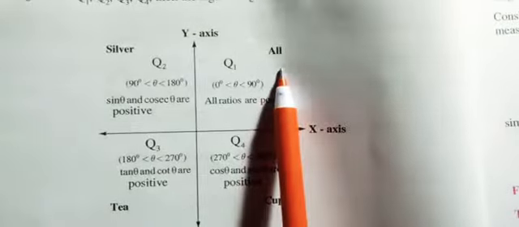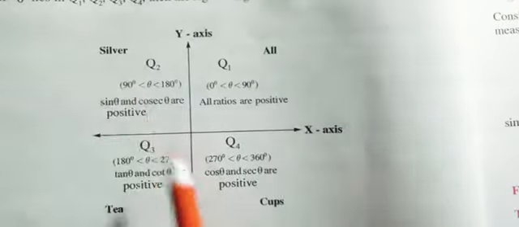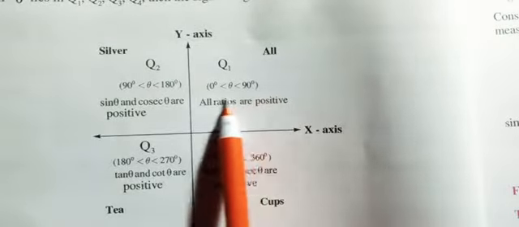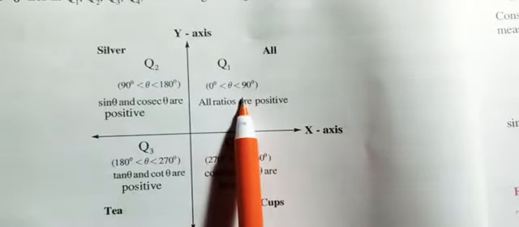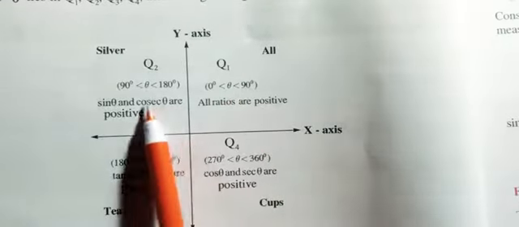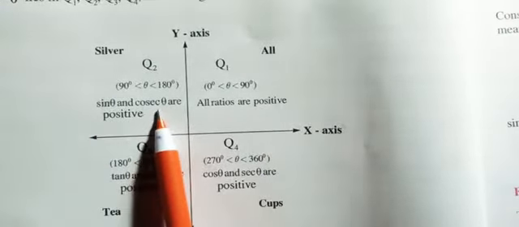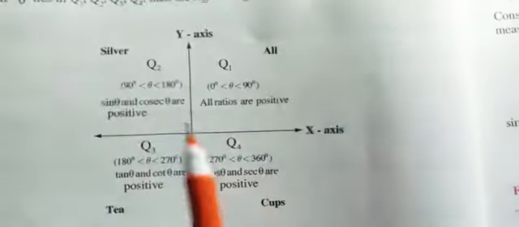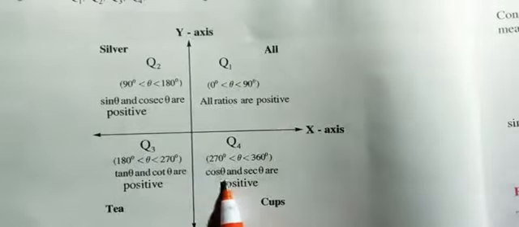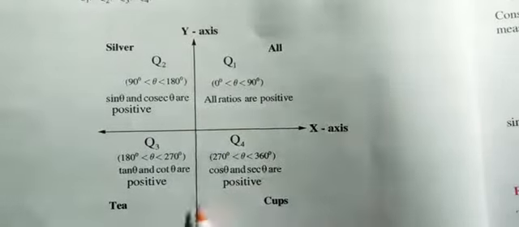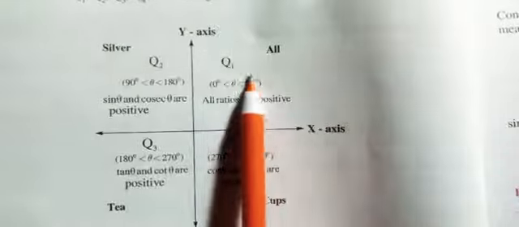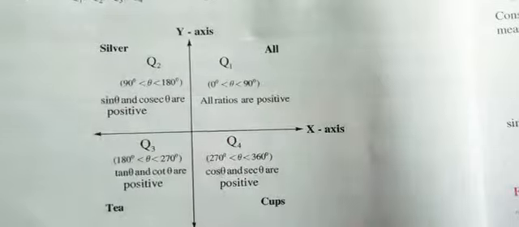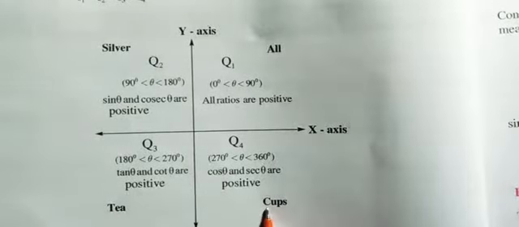All, this is written in silver, this is written T, this is written cup. That means here all the trigonometric ratios are positive: sin, cos, tan, okay, and here only sin and cosec are positive. Here sin and cosec are positive, here tan and cot are positive, here cos and sec are positive, and here all means all, silver means sin, S refers to silver, T means tan, C means cup.